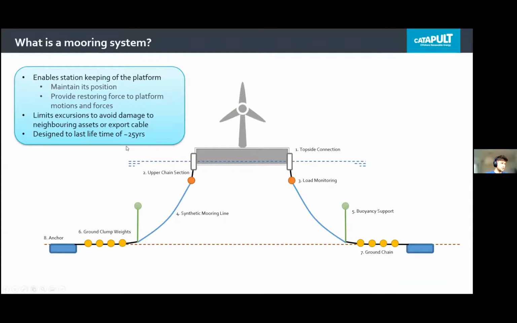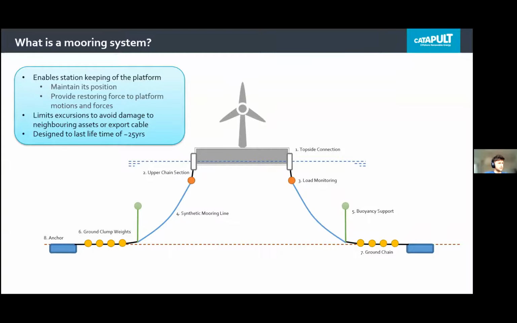So what is a mooring system? To keep things simple, a mooring system enables the station keeping of the platform. This means that the platform is able to maintain its position, where the mooring system provides a restoring force to platform motions and forces. This can be achieved in a number of ways, which I'll explain in a bit more detail in a bit.